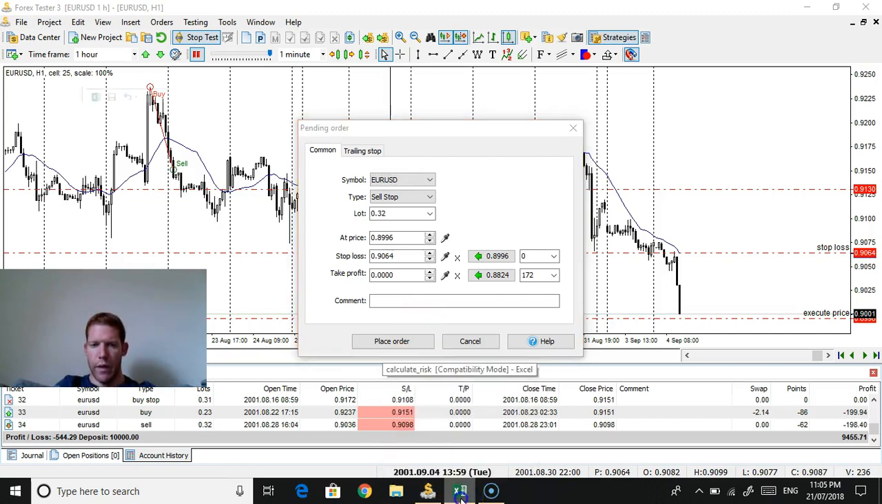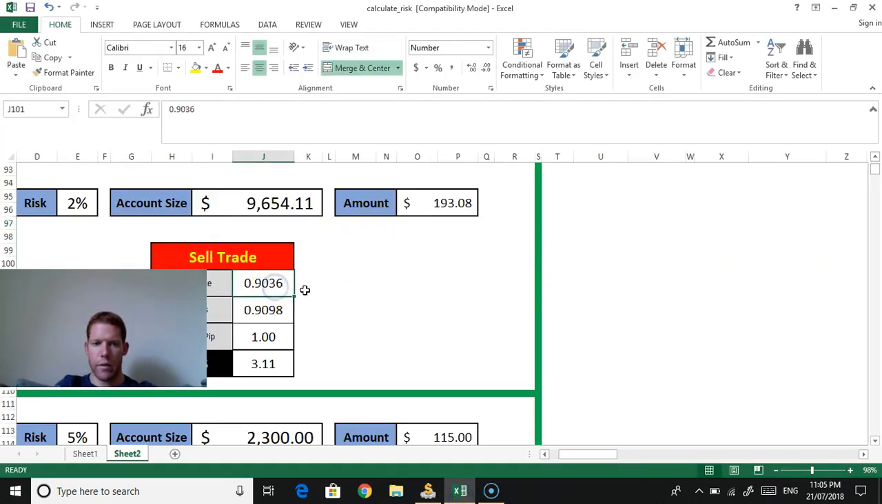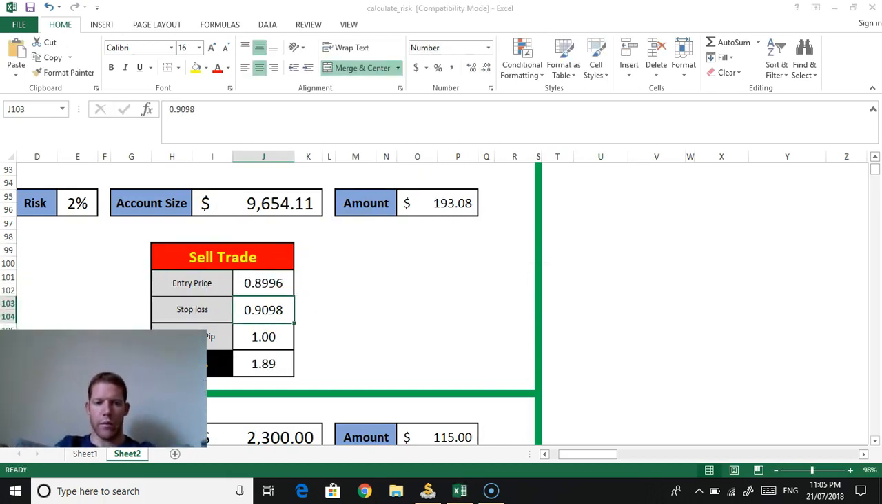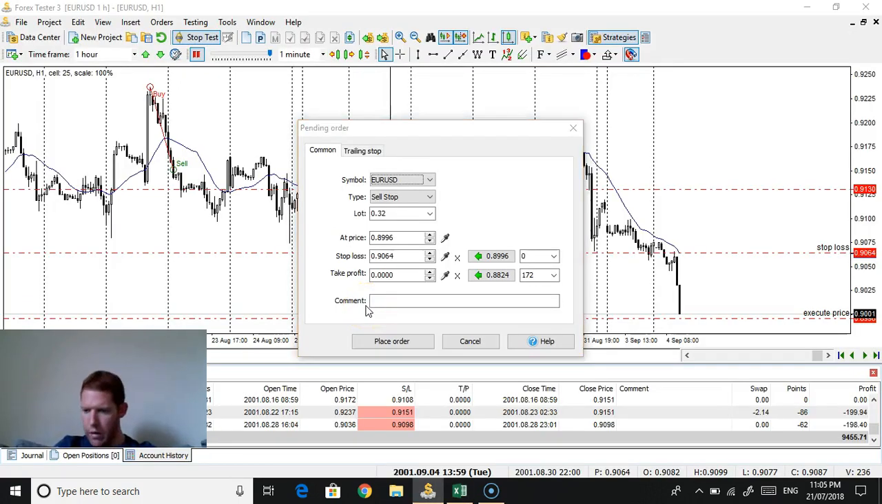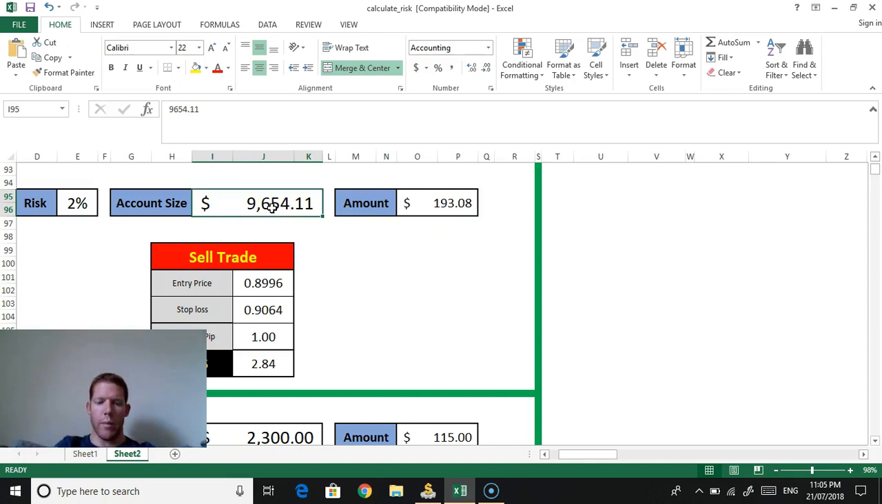Alright, so 89.96. If you'd like this Excel spreadsheet, I can send it through as well. Stop loss is at 90.64. Keeping it at 2% risk, 945. So I'm going to make sure you adjust that as well.